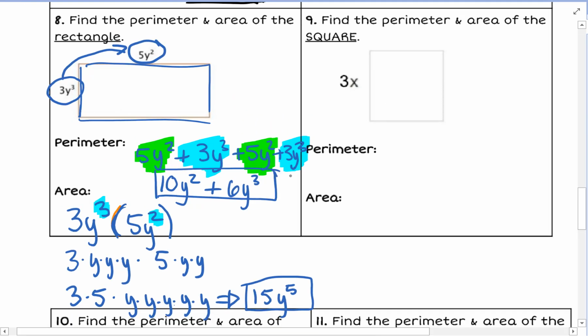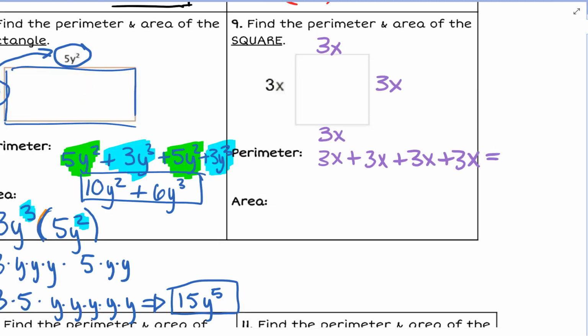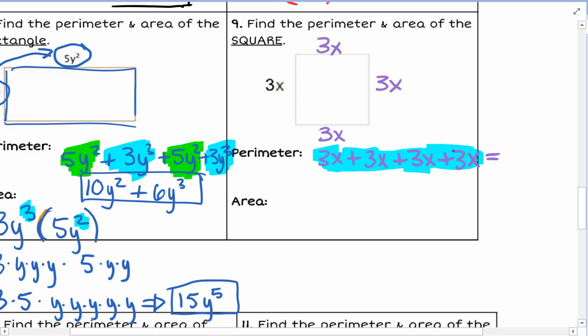Find the perimeter and area of the square. If I know just one side length of a square, I know all the side lengths, because a square has all the same side lengths. So the perimeter requires me to add up the side lengths. The perimeter is the distance on the outside of the shape. 3x plus 3x plus 3x plus 3x. This requires us to combine like terms. And in this case, all of our terms are like terms because they share the same variable and the same power. So we will add the numbers in the front. This results in 12x as my perimeter, as the distance around this square.